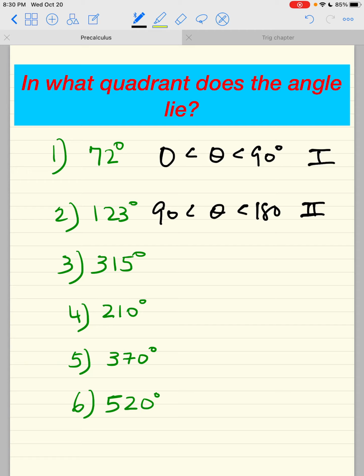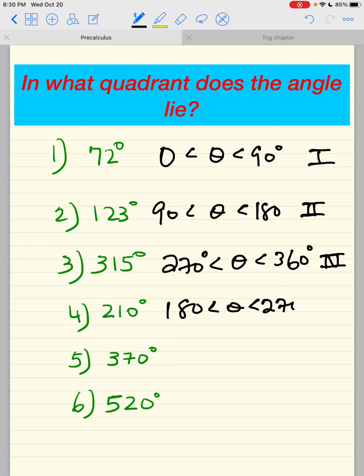315 degrees is a number between 270 degrees and 360. So therefore, it's in quadrant 4. At any point, you could pause the video and see if you can do the remaining 3, specifically the last 2. 210 degrees is a number between 180 and 270, and therefore it's in the 3rd quadrant. So that's how we do those. If you need to pause the video, then please do, but I need to erase this, okay?